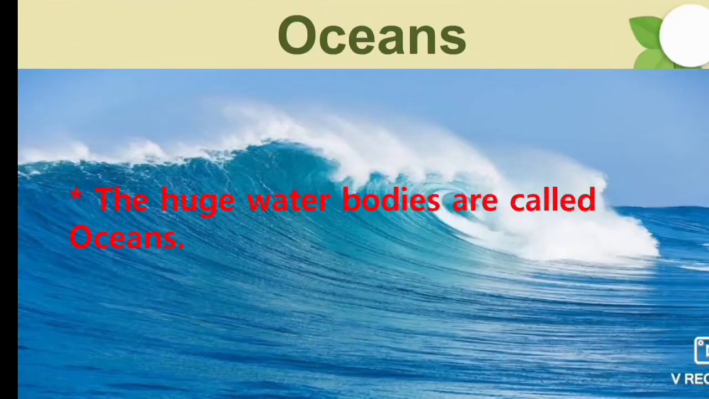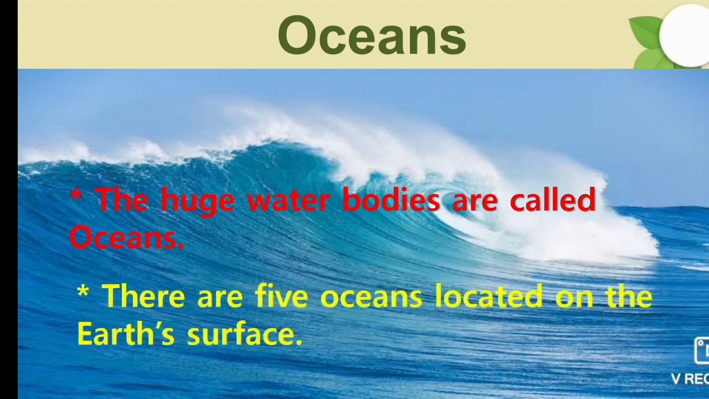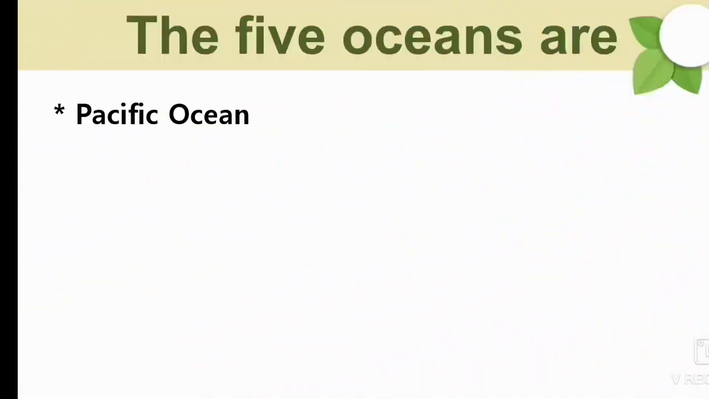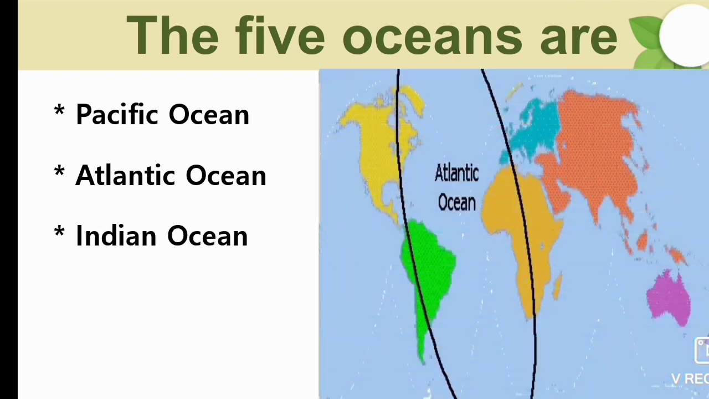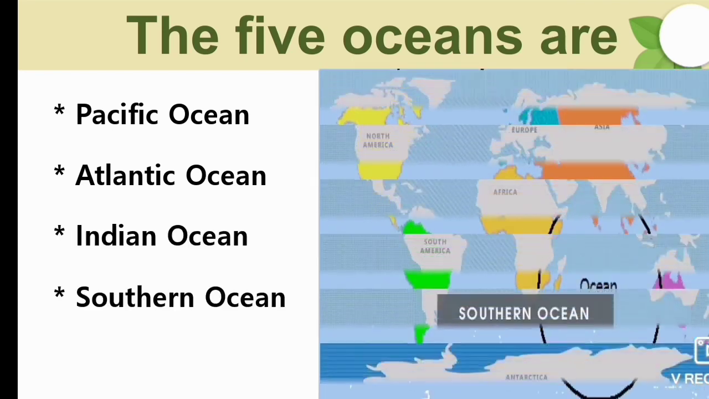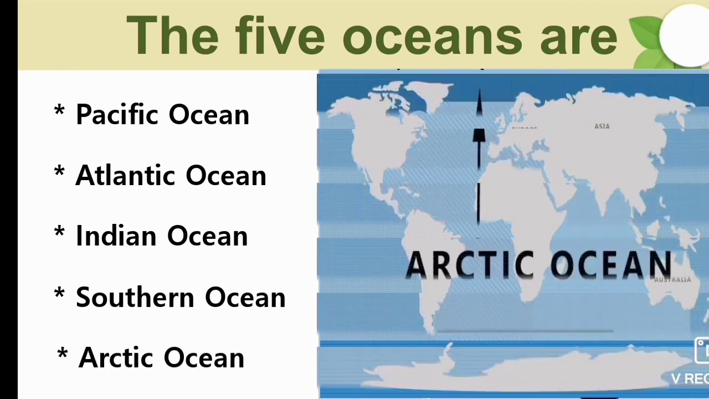Huge water bodies are called oceans, which means a very large water body on the earth's surface is called an ocean. Students, as I told before, 71% of the earth's surface is occupied by water. There are 5 oceans located on the earth's surface. The 5 oceans are Pacific Ocean, Atlantic Ocean, Indian Ocean, Southern Ocean and Arctic Ocean.